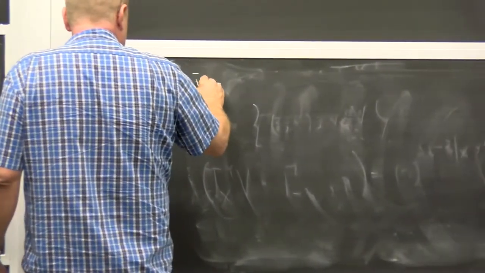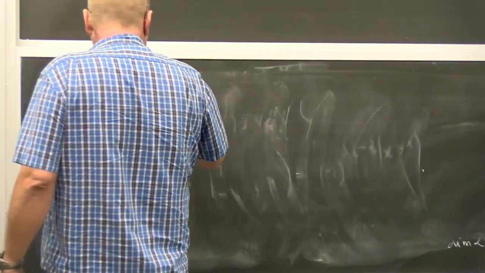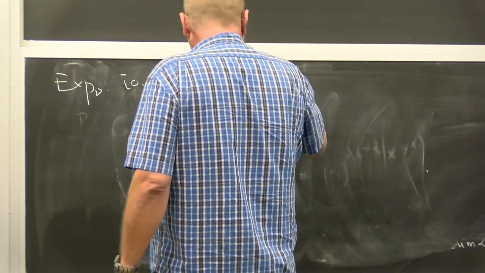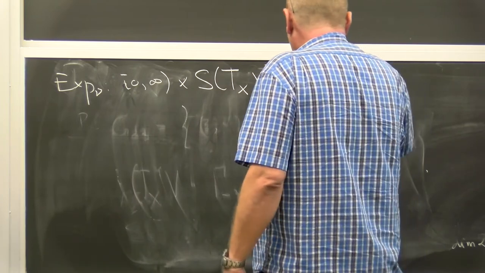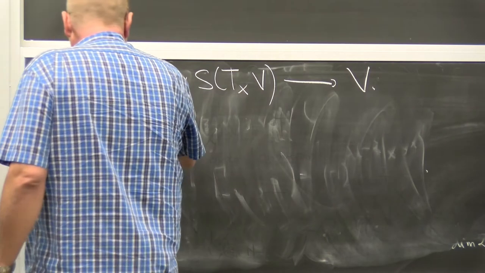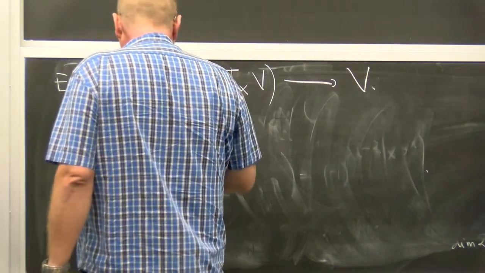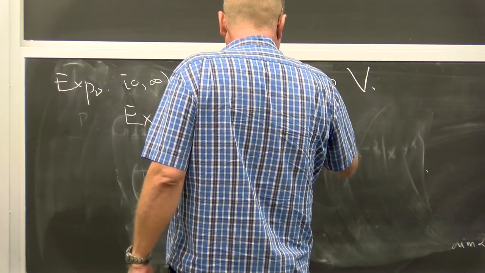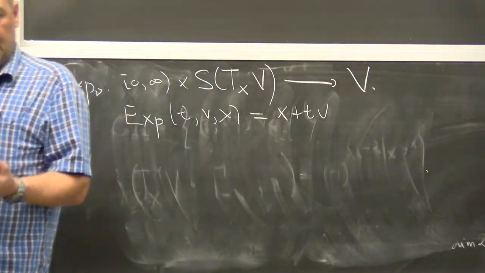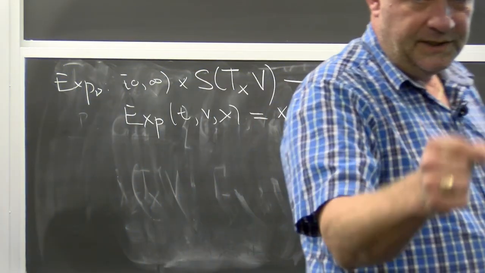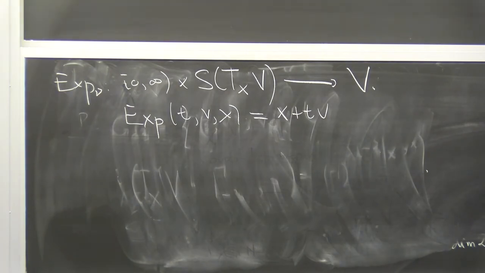Let me call it from 0 to infinity cross the unit normal bundle of X into V, let me make sure I get this right, exponential t v x is going to be x plus t v. So you start at a point x on the manifold, and you travel in the direction v, that's a unit direction, for t seconds. Okay, that's the exponential. The geodesics in V are straight lines.